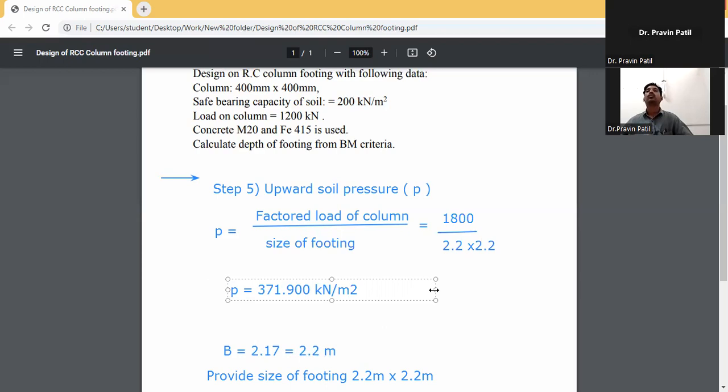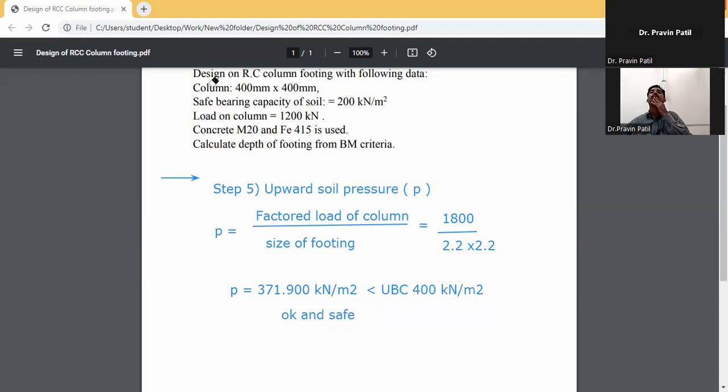So this value should be less than the ultimate bearing capacity of soil, that is 400 kilonewton per meter square. Then it is okay and safe. Otherwise, we require a revised size of footing. So step number 5 we have completed.